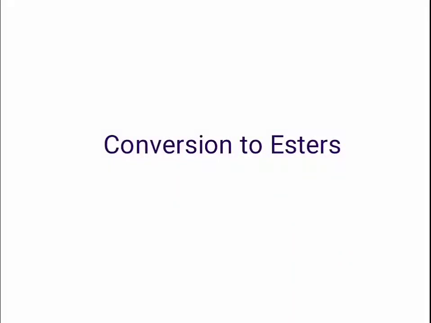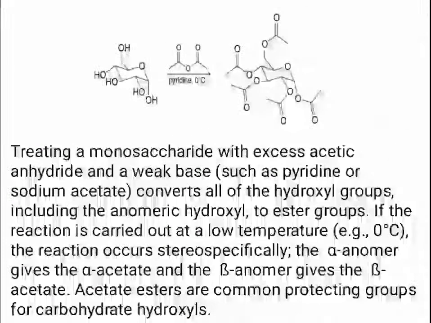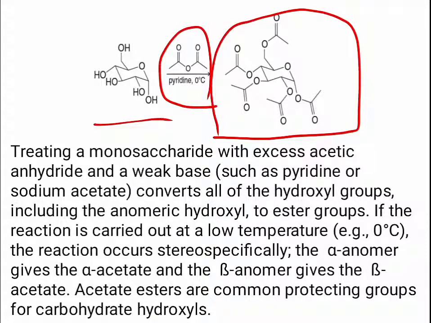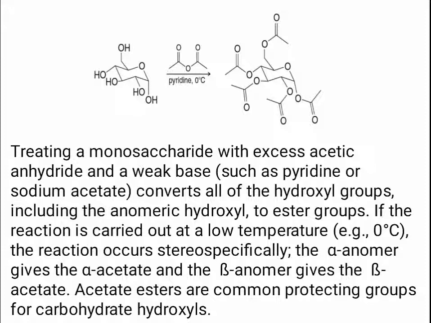Conversion to esters. You have this glucose, the alpha anomer, and you are treating it with pyridine and acetic anhydride. So you will get this huge structure, the pentaacetate derivative. Treating a monosaccharide with excess acetic anhydride and a weak base such as pyridine or sodium acetate converts all of the hydroxyl groups, including the anomeric hydroxyl, to ester groups.